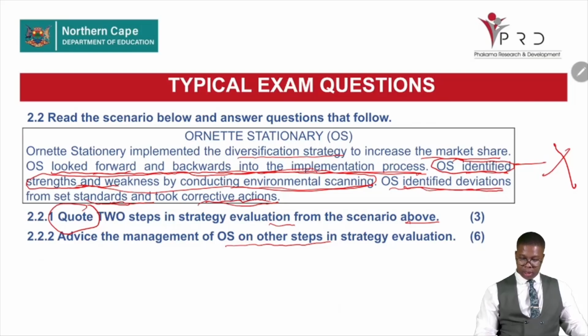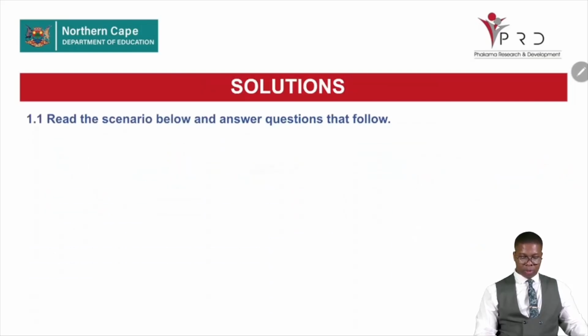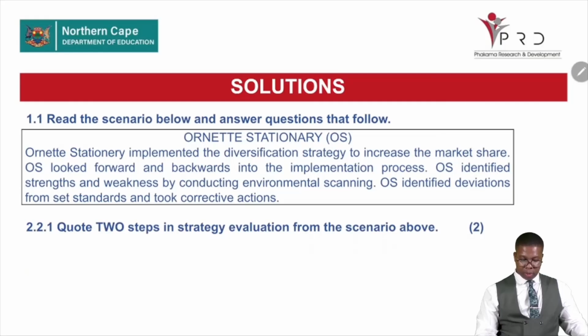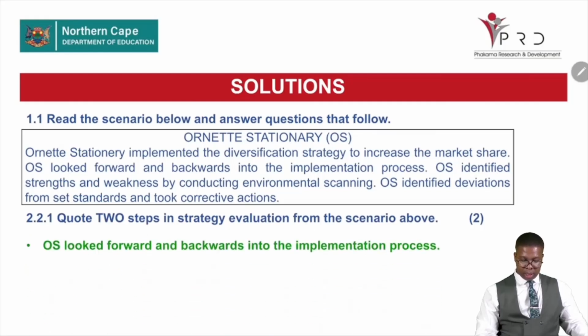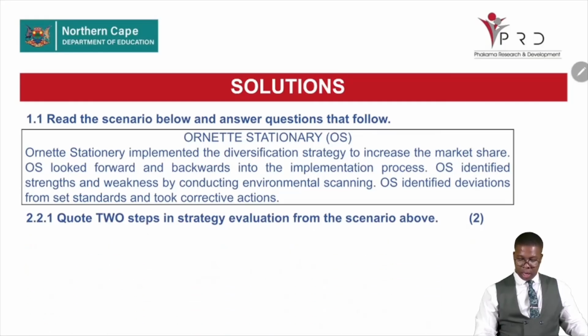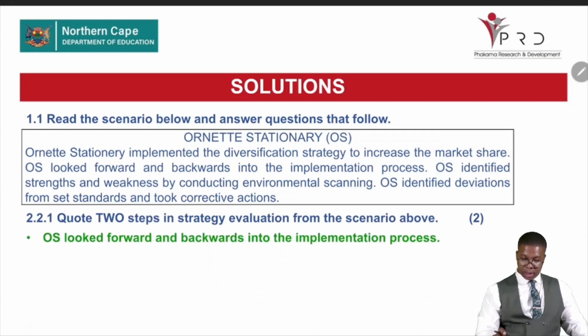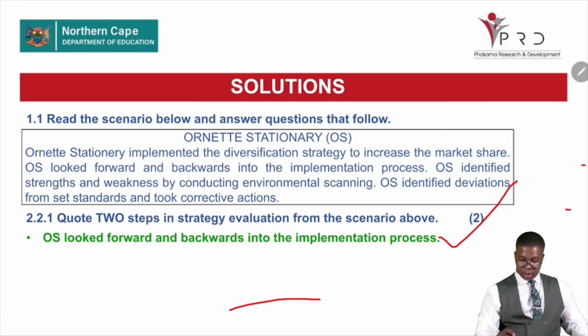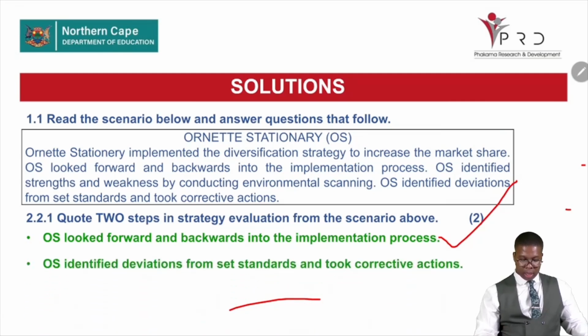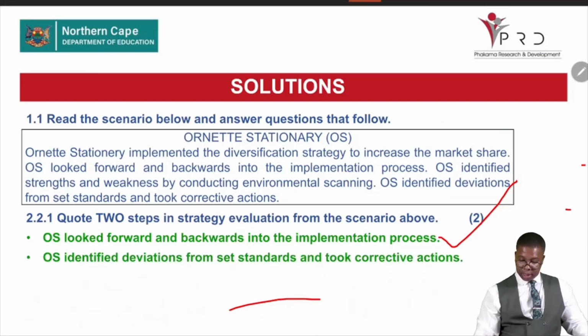As we proceed, we look into the solutions. So the correct one would be what now? Number 1 would be looking forward and backward into the implementation process. Then number 2 would be OS identifying what? Deviations from the set standard. From the what? Set standard. This is correct as well.